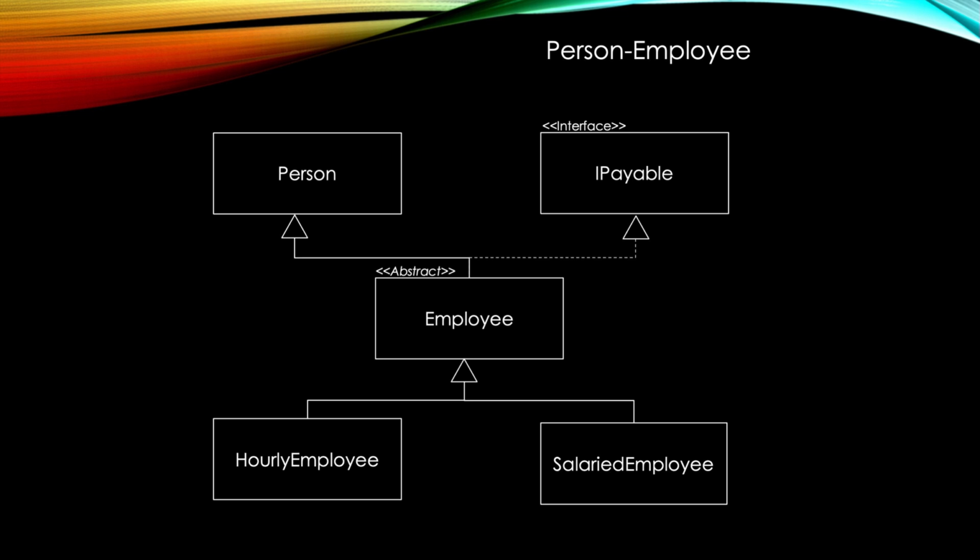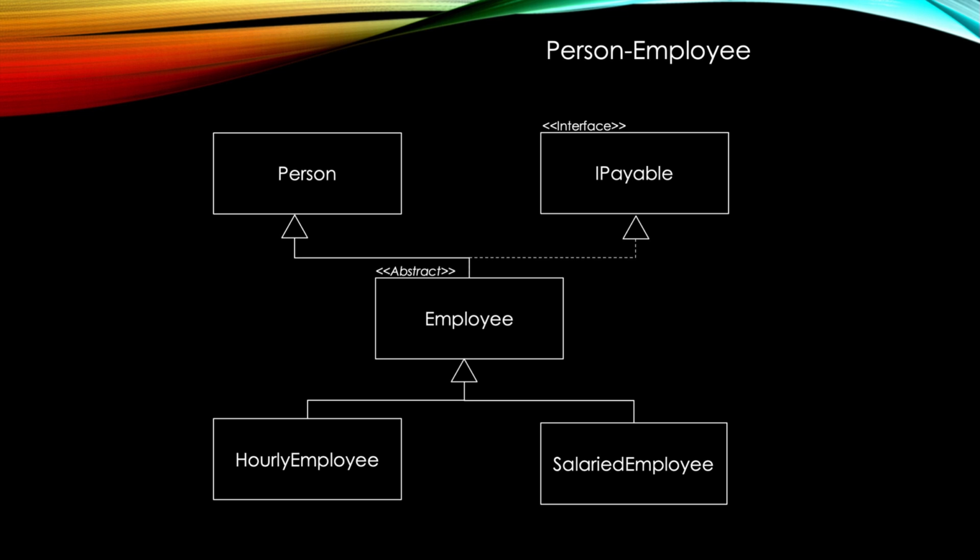You could create a list of type employee, which is probably in this relationship the best interface to target because it brings together person and iPayable. If you created a list of hourly employees, then you would never be able to mix and match, right? You'd always have to just put hourly employees in that list. Same with salaried employees. You could have a list of salaried employees, but you would never be able to put in an hourly employee, right?